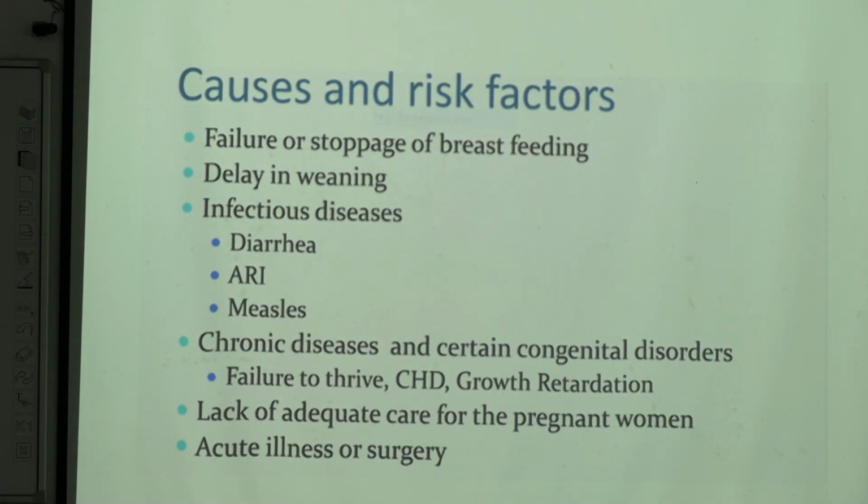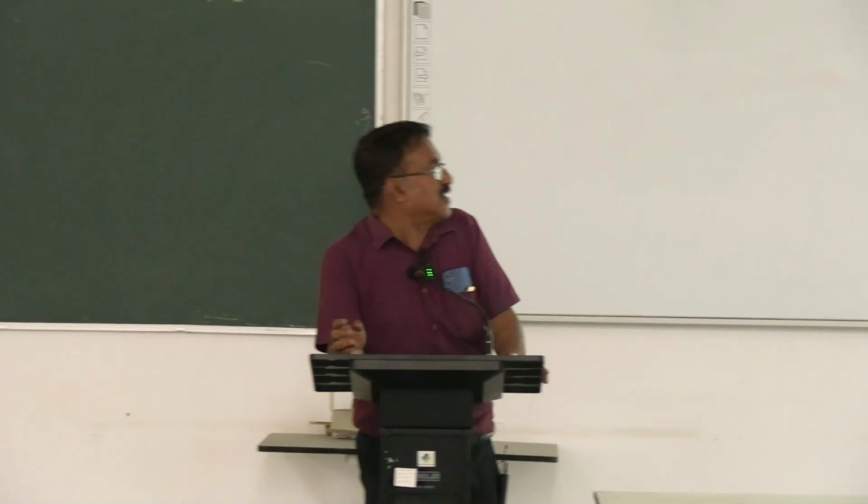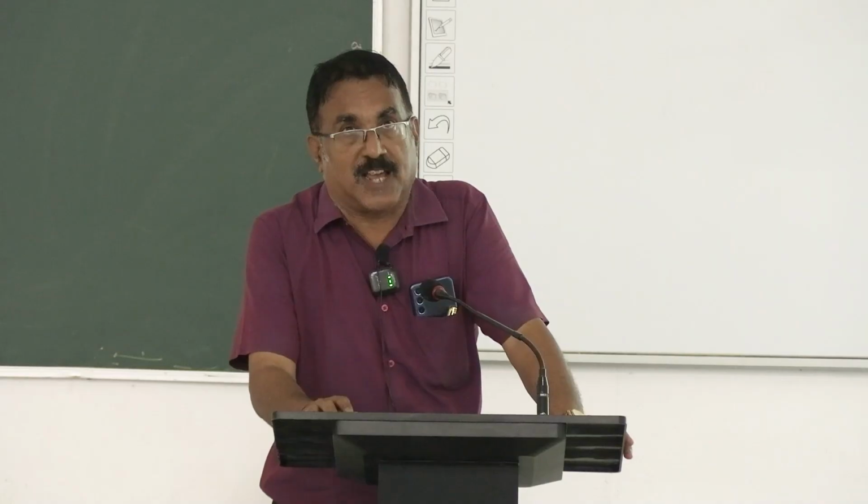Then delay in weaning. Usually weaning is started at 6 months, giving artificial food, but sometimes it goes beyond that, 9 months, 10 months, whatever. So that is again a major problem. The child is not exposed to outside food. Then infectious diseases like diarrhea, acute respiratory infections, which are very common, and measles. Then you also have chronic diseases and congenital disorders. Then there's failure to thrive for various reasons.